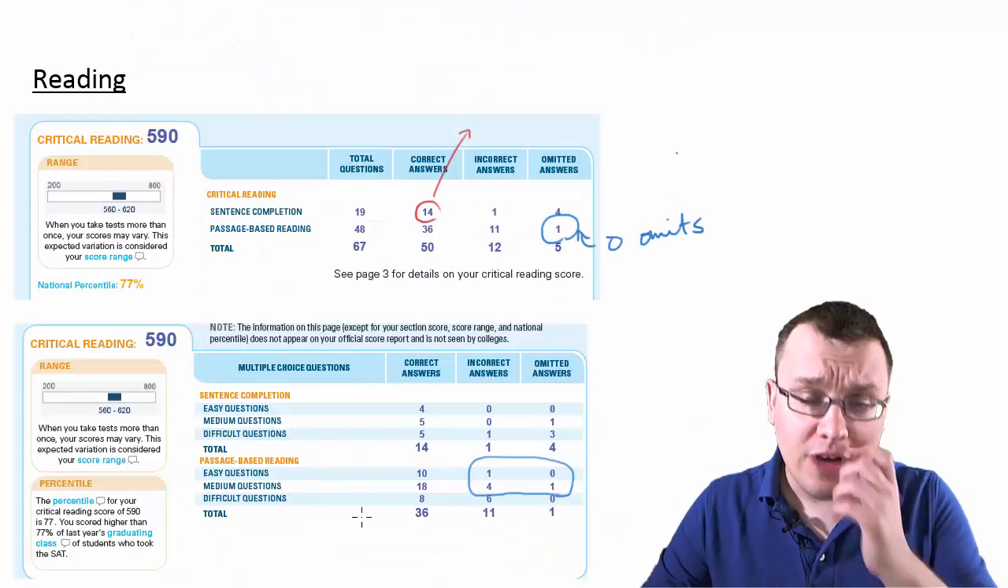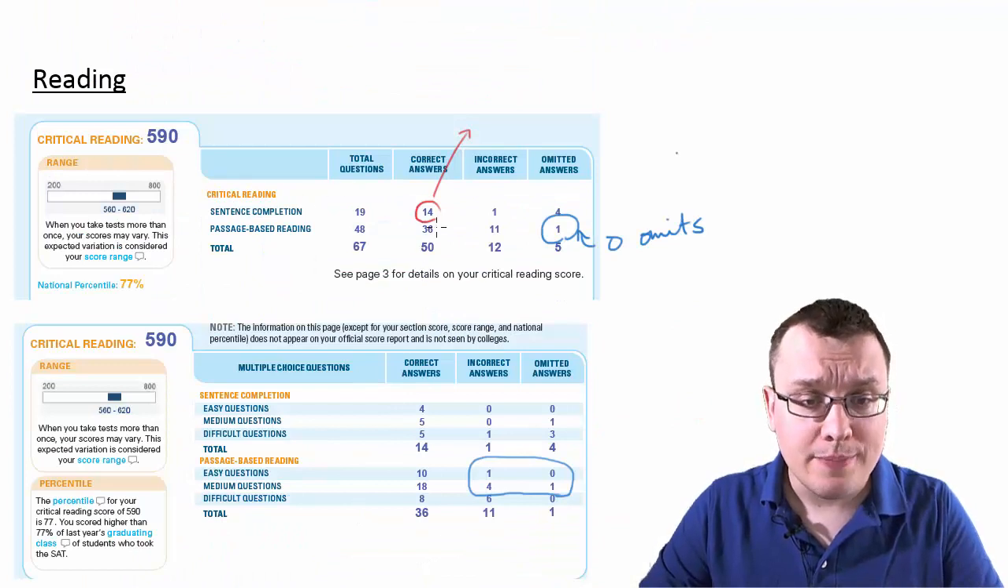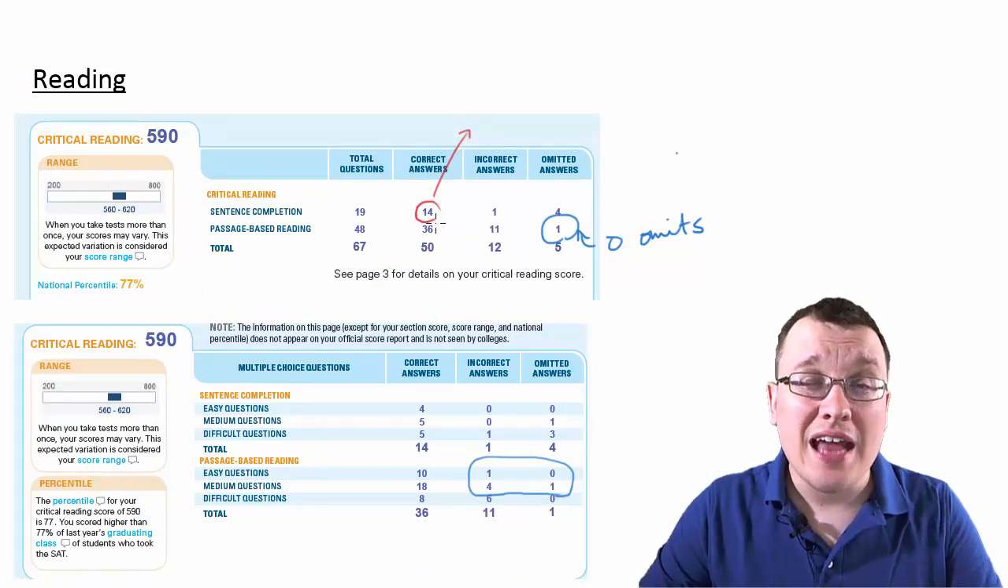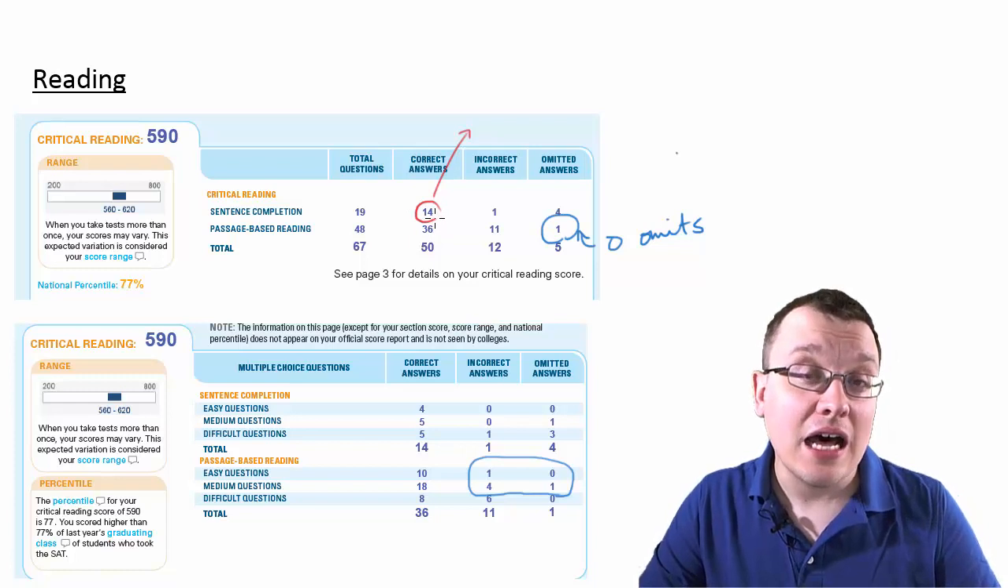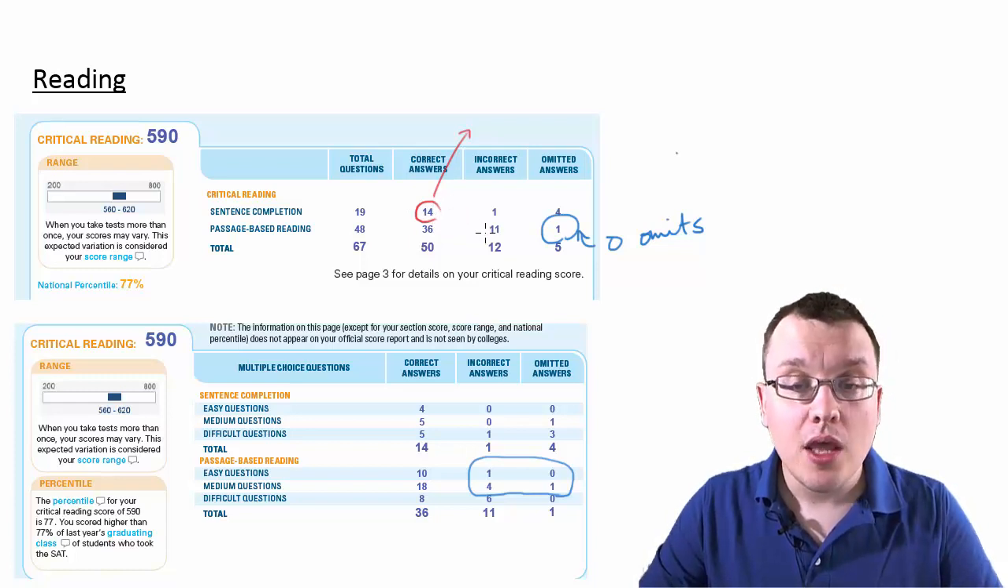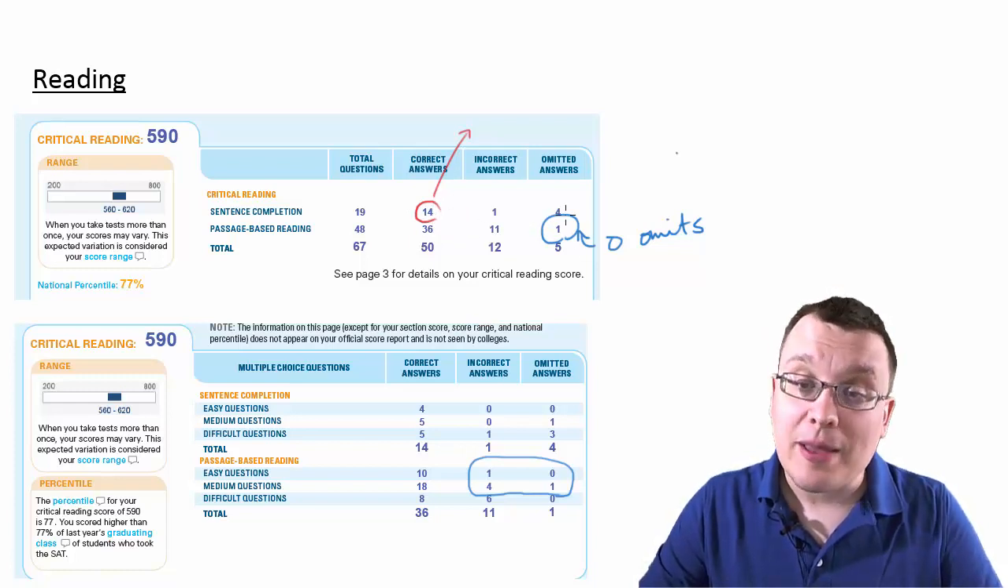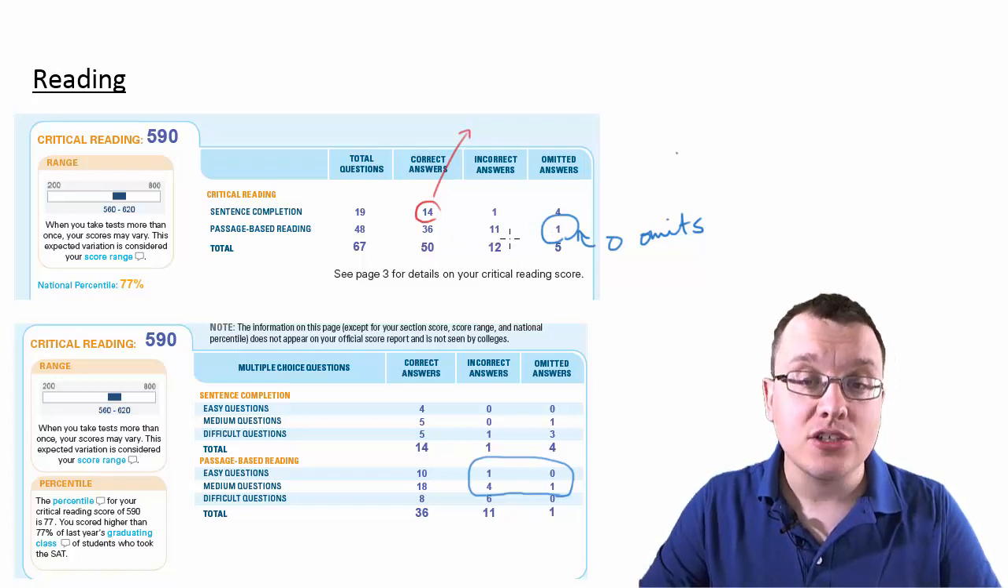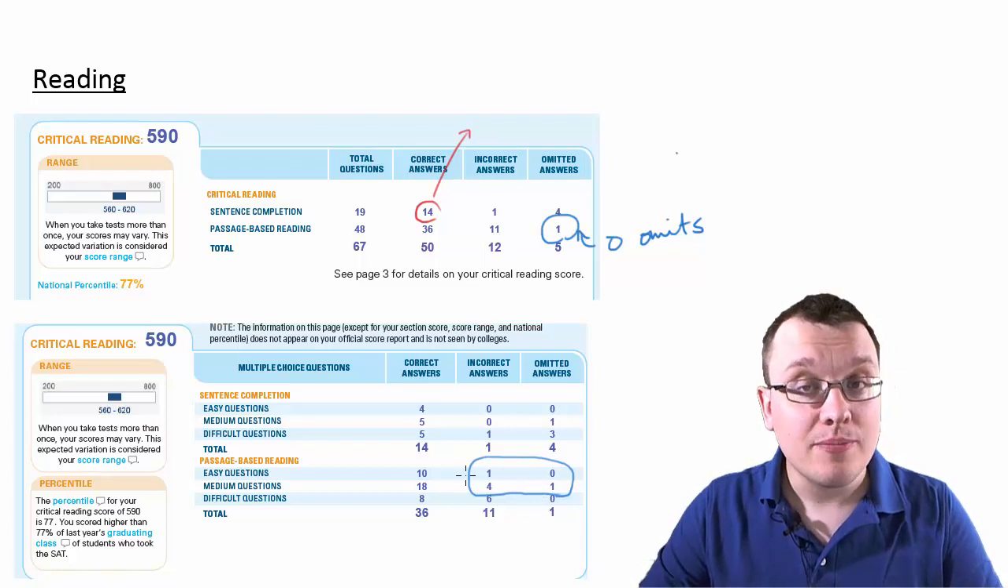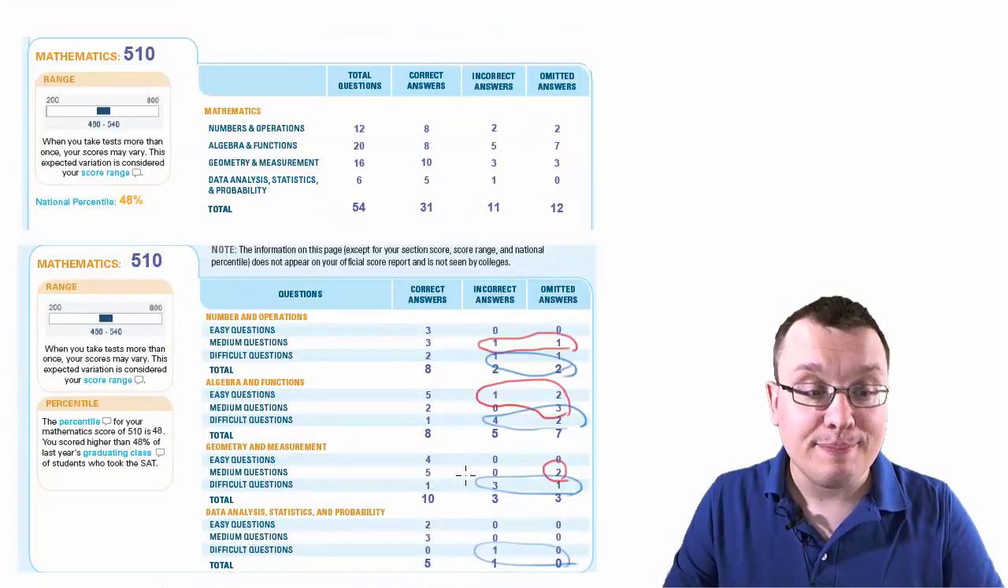So let's review these 5 things to look for very quickly. Sentence completions, you want to make sure that that is hopefully 14 and above. If it's not, you'll probably want to work on that a little bit. Really, the main thing to focus on, though, is the passages. Make sure you're omitting 0 passage questions. And when you look at the breakdowns, if you're missing a lot of easy and medium reading questions, that's going to be where you want to spend your practice time.